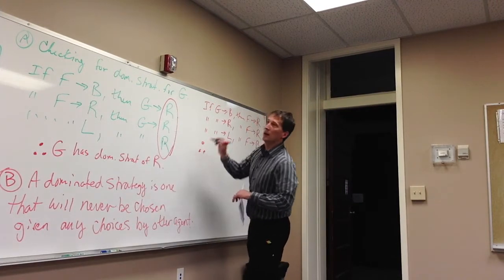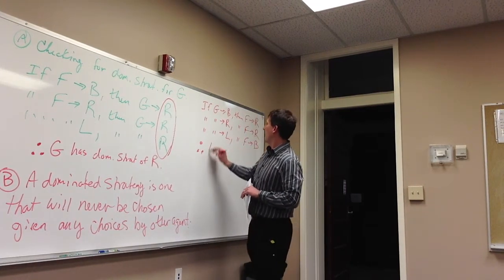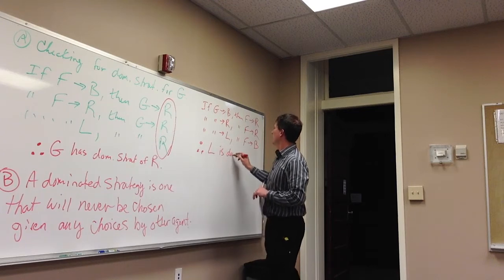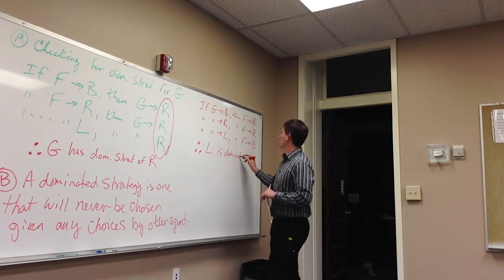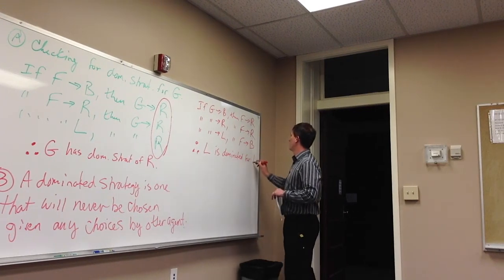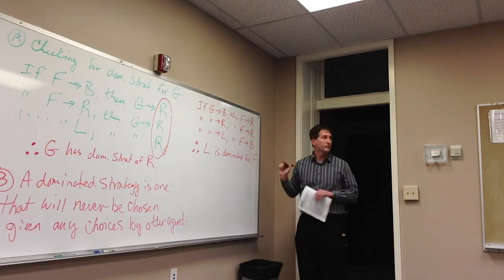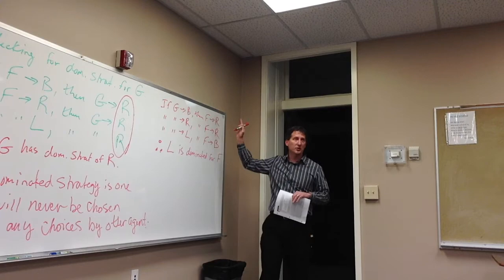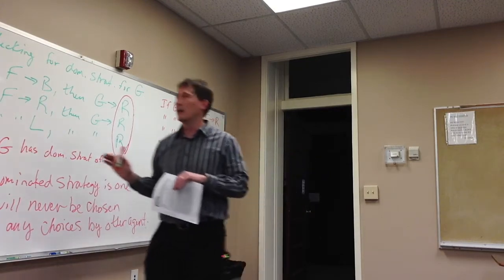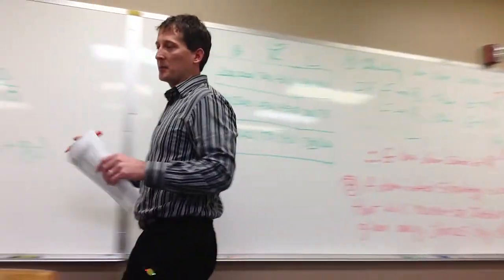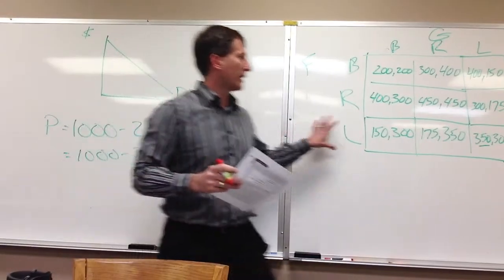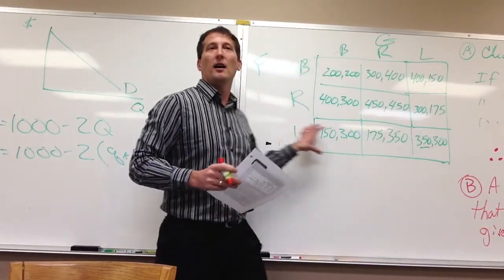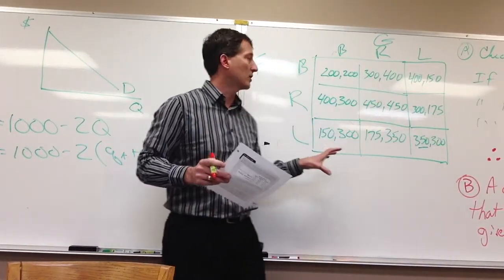Therefore, L is dominated for Food4U. See? We never choose it. No matter what the other one chooses, we never choose it, so it's dominated. Which kind of just helps you solve the problem. It's like, okay, this whole row is kind of off the table as we start to solve things.